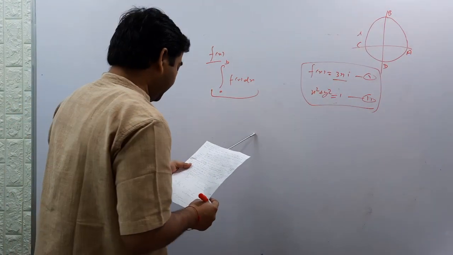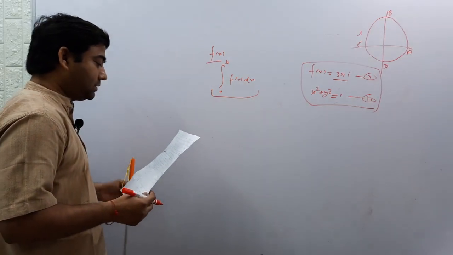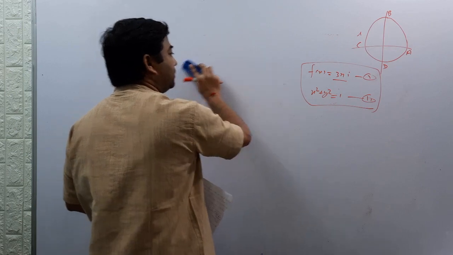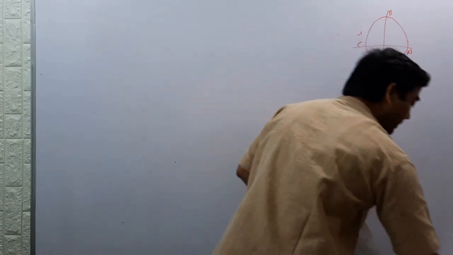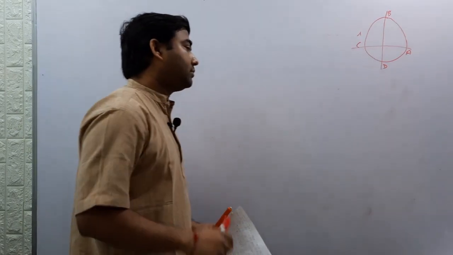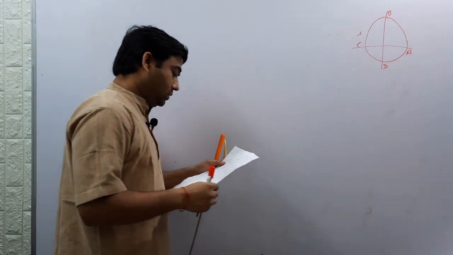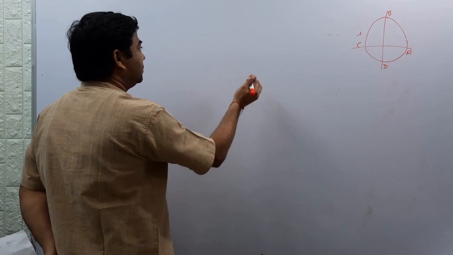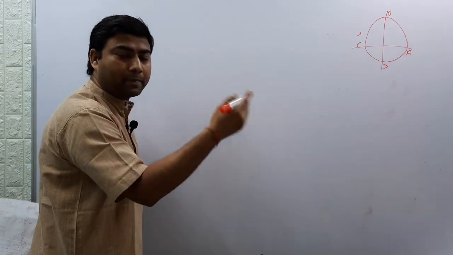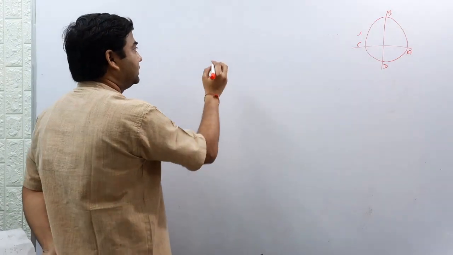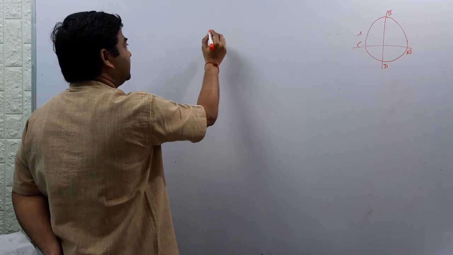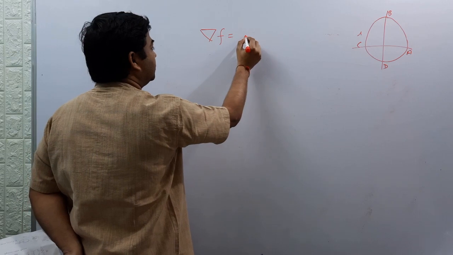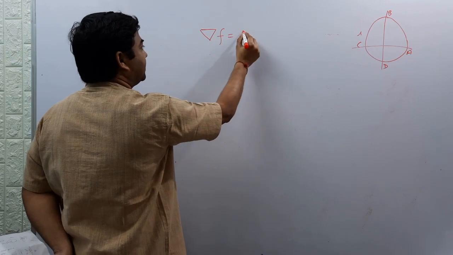So now we will discuss another important property of line integration. We have learned in the gradient topic that the gradient of a field is a vector field.